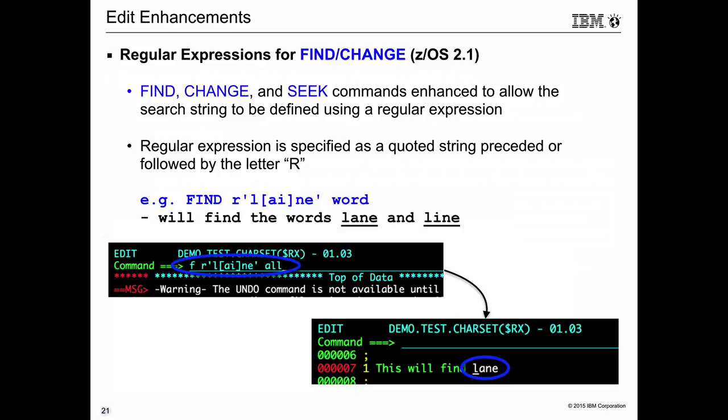Find, the letter R, then the delimiter, and then a regular expression. And you now can search, while you're editing, through a file based on the regular expression. And so in this example you see on the screen, I'm saying I want to find something that starts with L, followed by either an A or an I, then followed by N and E. And when I do my search, it finds the word lane. It would have also found line and so forth.